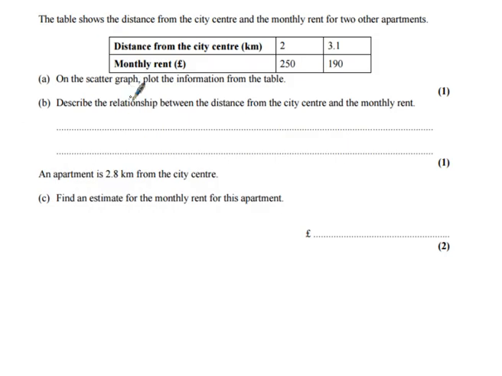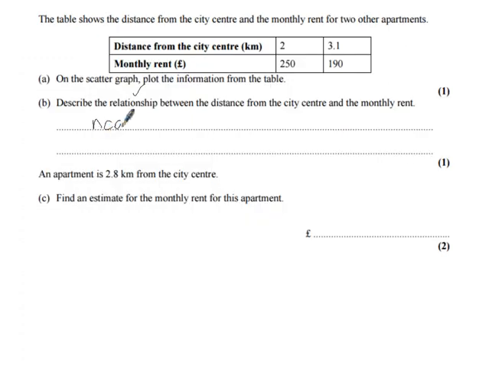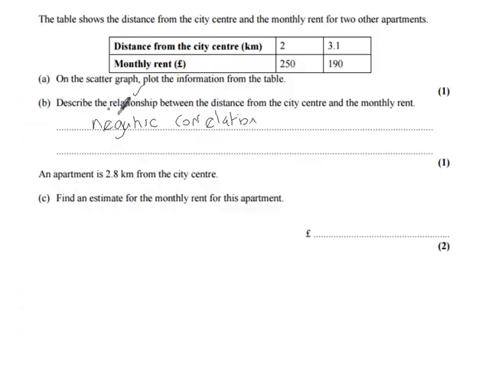Right, so I've done A. Happy with that. Describe the relationship between the distance from the city centre and the monthly rent. Well, it's negative correlation, so we could just put straight away that it's negative correlation, and that's fine. Some students might just talk about the relationship: the further away from the city centre, the lower the monthly rent, or the nearer to the city centre, the higher the monthly rent. You can say it in those terms if it says the relationship. If it says describe the correlation, then you ought to be putting down whether it's negative or positive.